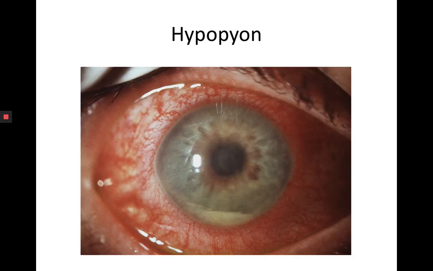You may also see a hypopyon in the setting of anterior uveitis, and this is the settling of white blood cells in the anterior chamber to form a level, like a fluid white cell level. And this is usually associated with significant infection or inflammation, such as uveitis or infectious keratitis or endophthalmitis.